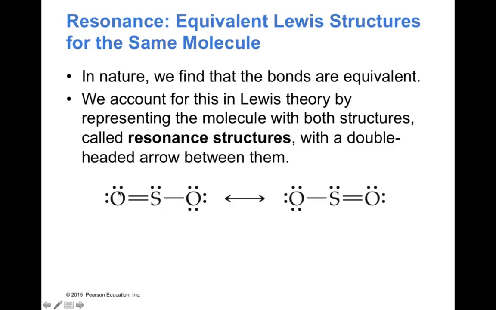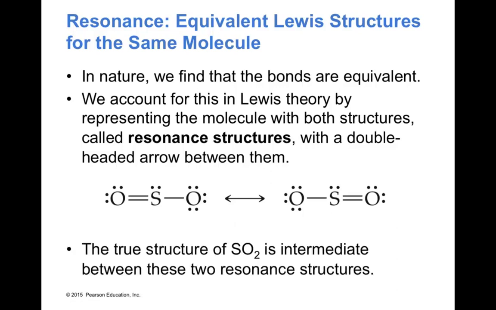As you can see here, in each one you're going to have one oxygen with a double bond and two lone pairs. Sulfur, one double bond, one single bond, and one lone pair. And an oxygen with three lone pairs and one single bond. So we have basically the same structure and the same elements of bonding around each of the atoms in both of them. This is called the resonance structures. The true structure of SO2 is intermediate between these two resonance structures.